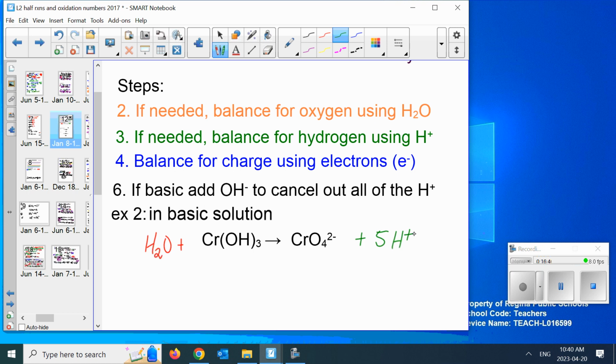That's what we got. Okay. I think we're done here, right? It works. So then, balance for charge using electrons. Be careful of this. Actually, not that hard. 0 plus 0. Nothing.